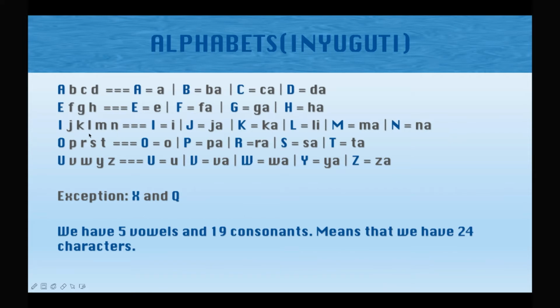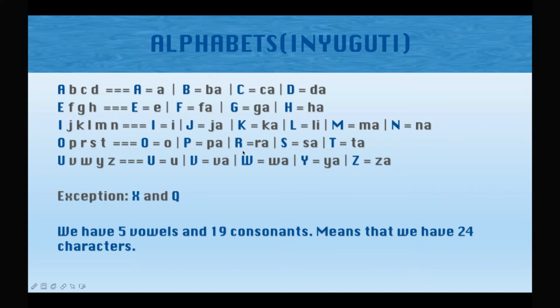Say abachada, efaga, ijakalamana. This is O. In English you say O. I mean it's O too. Say O. This is P. We say pa. This is P in English. In Kinyarwanda we say pa. This is L. No, this is ala. In Kinyarwanda we say la. This is S. We say sa. This is T. We say ta. O, pa, ra, sa, ta. You can see I demonstrated it here.